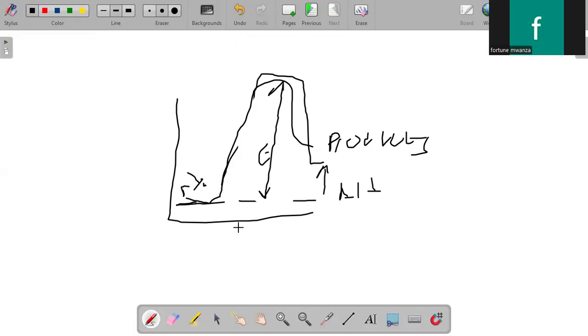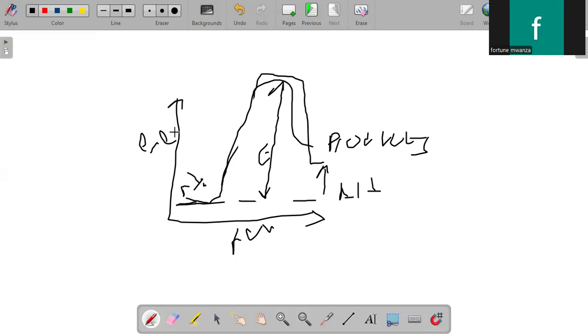You are still having your reaction progress here. For reaction progress, you can write time if you want. Then you have your energy there, or change in enthalpy. So that's what you are having.